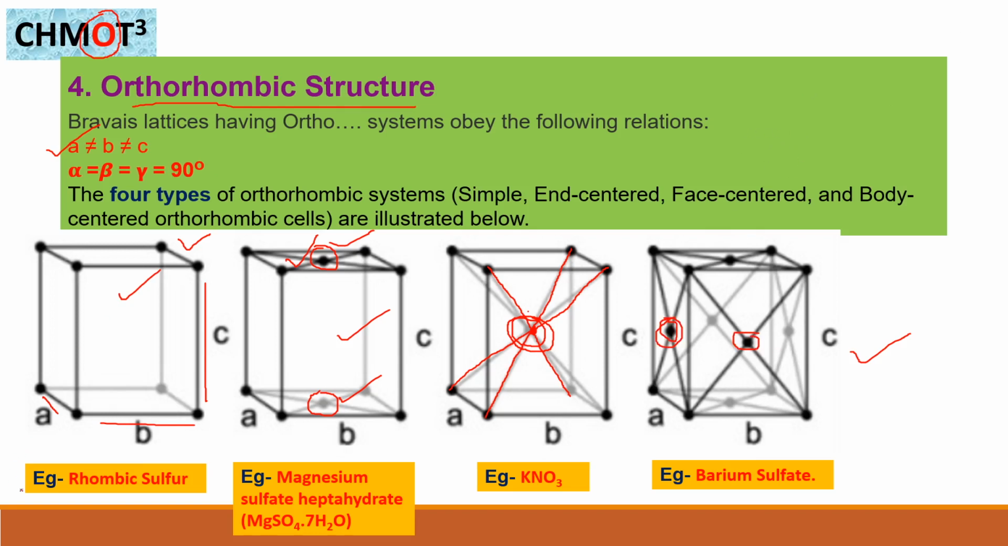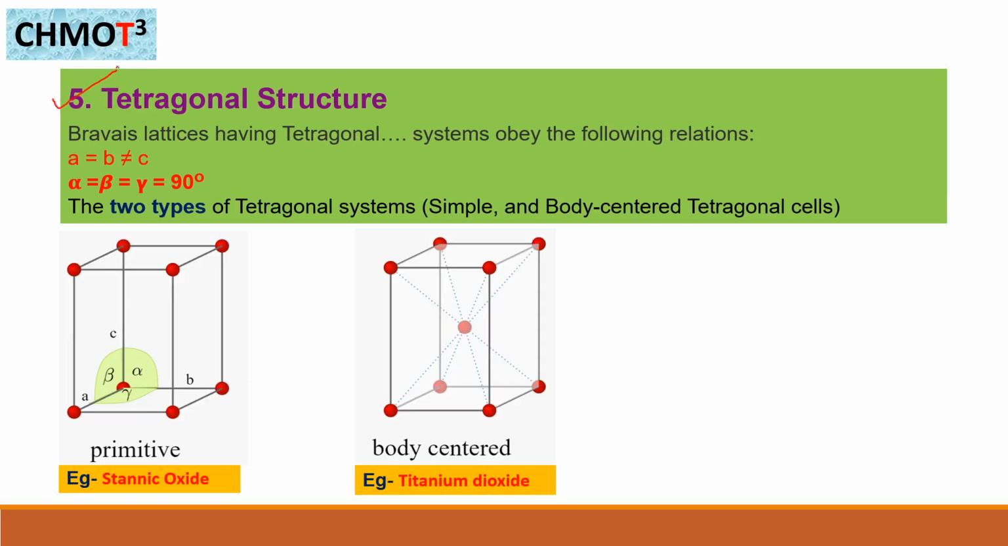What is the example of a simple unit cell or simple orthorhombic structure? That is rhombic sulfur. Face centered or end centered orthorhombic structure is shown by magnesium sulfate heptahydrate; this material shows the end centered orthorhombic structure. Potassium nitrate shows the face centered orthorhombic structure. And the last one is barium sulfate, which shows the body centered orthorhombic structure or cells. Okay, now the fifth type is the tetragonal structure.